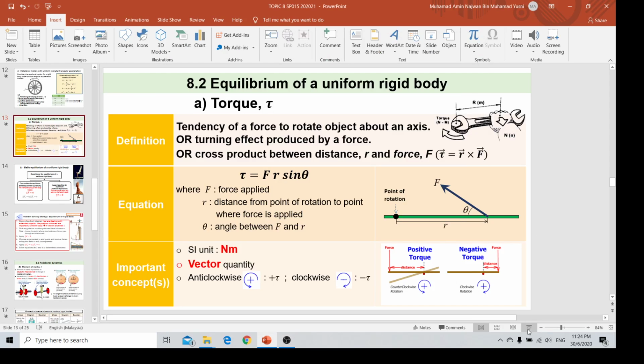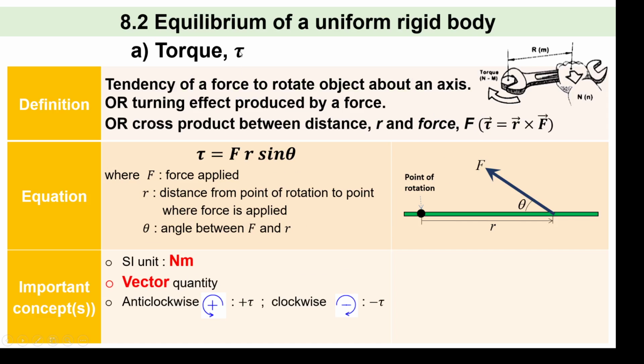Okay, hi. So to continue our lecture, now let's do 8.2, equilibrium of a uniform rigid body. We've learned in our previous video that there's a relationship between linear motion and rotational motion. So I'm going to state this very early: torque, which is defined as tau here, is analogous to force. Analogous means that it's similar to force. So let's see the definition of torque.